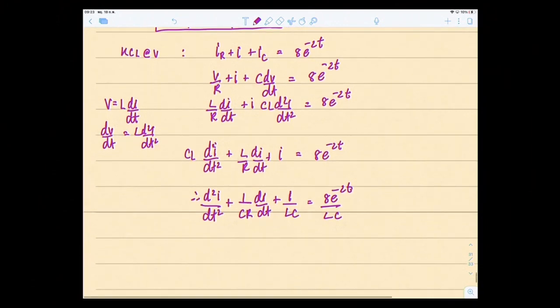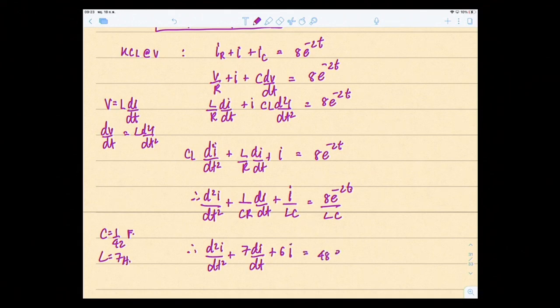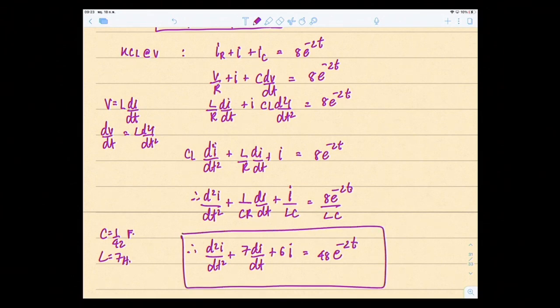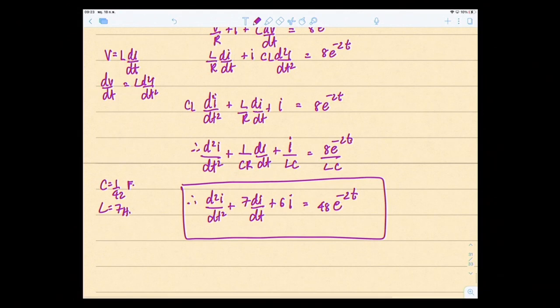If I substitute C equal to 1 over 42 farad, L equal to 7 Henry, I would get d square I dt square plus 7 di dt plus 6I equal to 48 e to the minus 2t. So this is your second order differential equation that you have to solve for the current I.